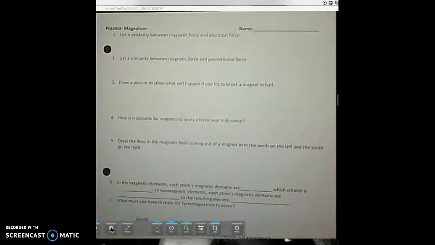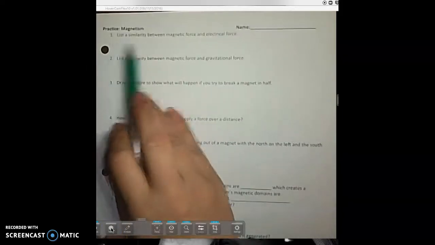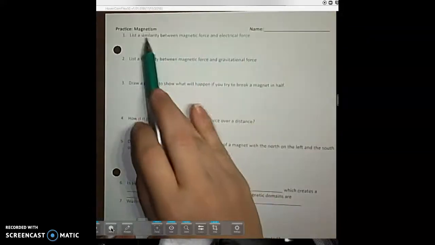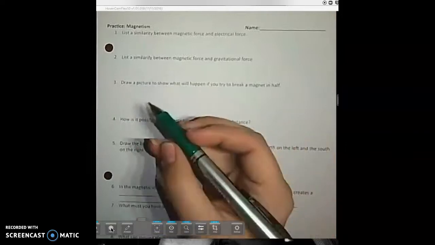All right, so this is the magnetism practice page. We're going to go over it real quick. Number 1 says, list the similarities between magnetic force and electrical force. Similarities means properties that are going to be the same.